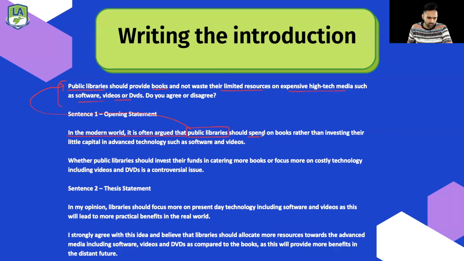Should spend instead of waste, limited resources, I've used spend on books rather than investing the little capital. Limited resources, we have used little capital. On advanced technology, instead of expensive media, advanced technology such as software and videos. I don't have any alternative for software and videos, right? So in the modern world, it is often argued that public libraries should spend on books rather than investing the little capital in advanced technology such as software and videos.